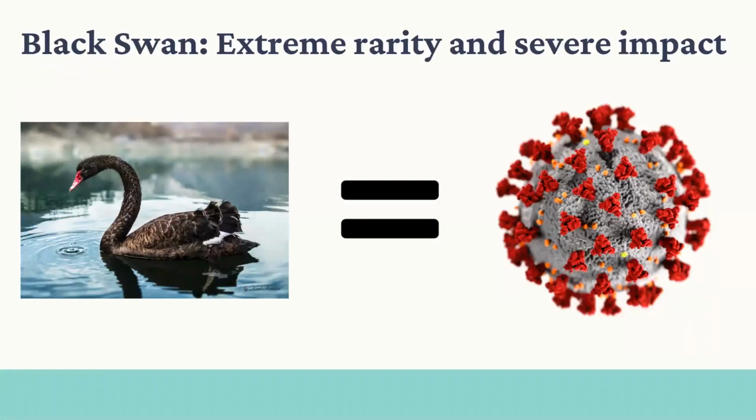Okay, so now what do we mean when we say a black swan? Well, a black swan can be defined as an unpredictable event that goes way beyond what is normally expected of a situation, and this has severe consequences. Some of the black swans that have happened in the past are, for example, the 9/11 attack or the 2008 subprime crisis. And in this case, our black swan nowadays is COVID-19.